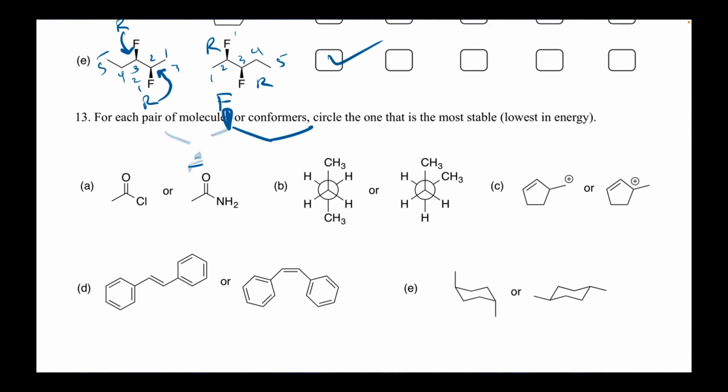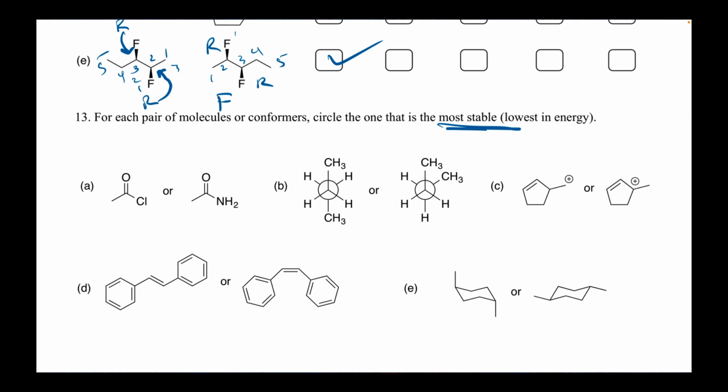Good. Okay, this is a question about understanding stability in a number of different contexts. We have some conformations, we have some stereochemistry, we have some chemical features, so some resonance effects. And so there's lots of things that affect relative stabilities of things that we've talked about throughout the semester.